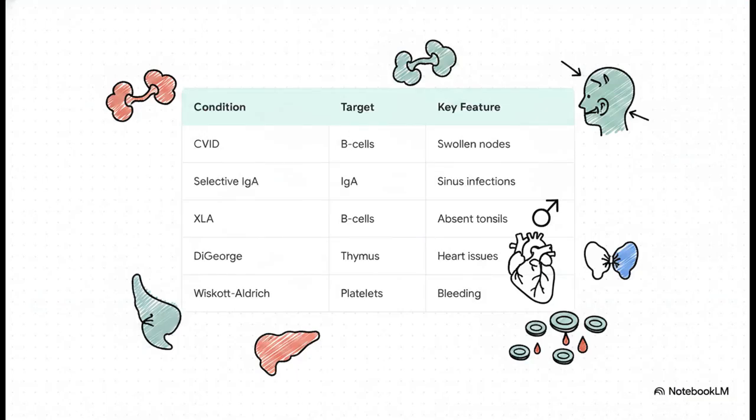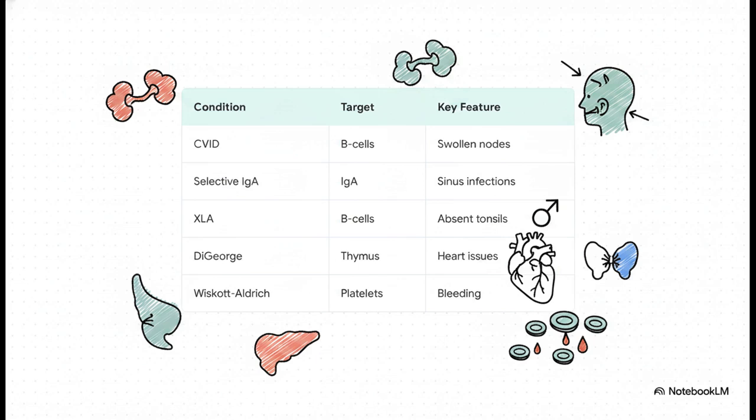Now, the crucial point to understand here is that genetic or acquired defects in specific cells create very distinct clinical syndromes. Let's break this down step by step for your exams. Common variable immunodeficiency, or CVID, involves a B cell drop that usually pops up in 18 to 25-year-olds, leading to swollen lymphoid tissues. Then you have selective IgA deficiency, which often presents as recurrent ear, sinus, or pneumonia infections simply because the body fails to produce IgA. Next up is X-linked A-gamma globulinemia, which only affects males and is marked by physically absent tonsils and adenoids.